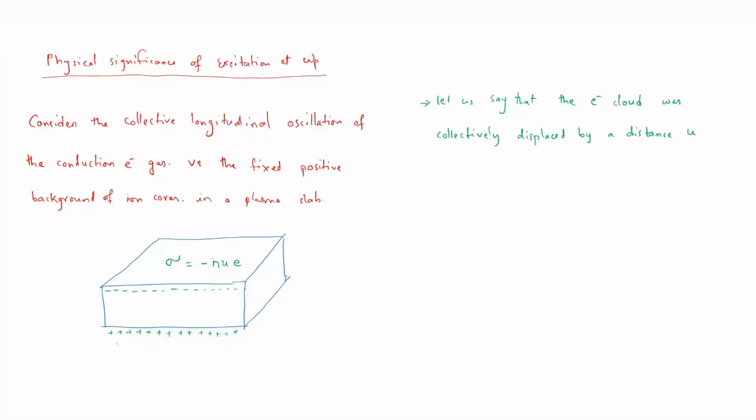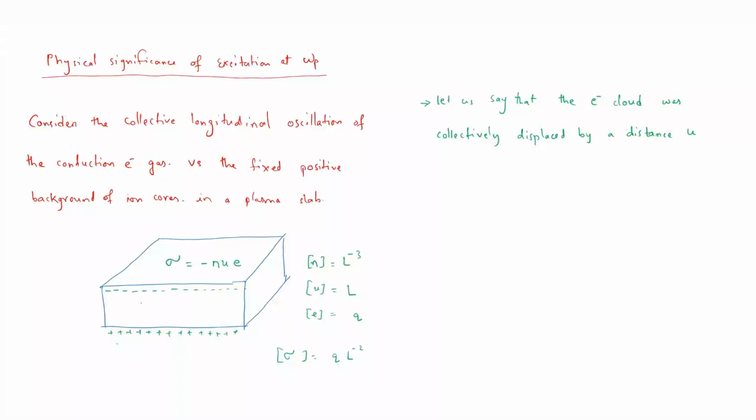So n is the number density, so this is per volume. If you see, n has a dimension of 1 by L cubed, and u has a dimension of L, the length, and e has the unit of charge. So if you see sigma, it is L to the minus 2. This is the dimension of sigma, which is nothing but surface charge density, or the charge per unit area.